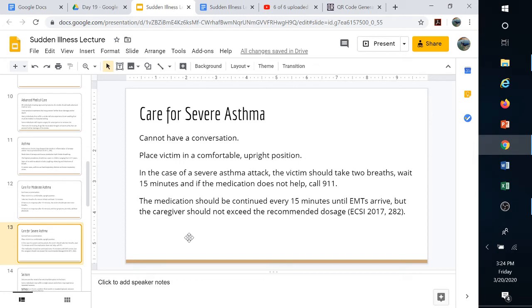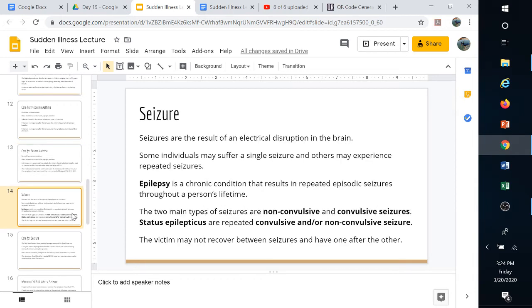So place them in a comfortable position, same as before. Give them 2 puffs from that rescue inhaler. Wait 15 minutes. If it still doesn't help, call 911. Keep giving them the medication every 15 minutes until the symptoms either get better or the EMTs arrive, but don't exceed the recommended dosage of that rescue inhaler.